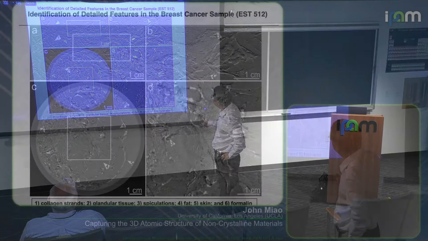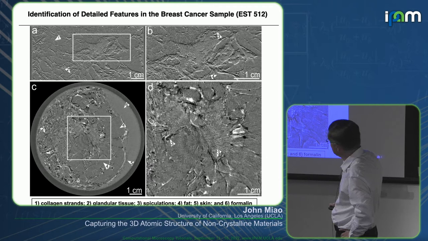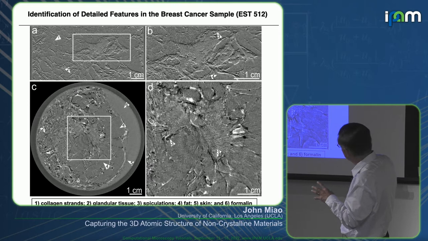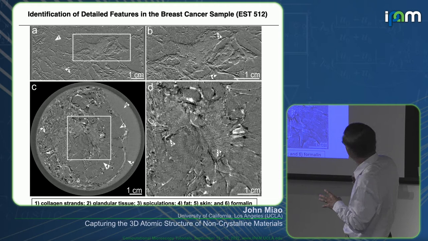You can see this one is called collagen strands, the two is granular tissue and speculations. Based on my understanding, speculations correspond to the boundary of the breast cancer. Okay, this is a breast cancer, right?